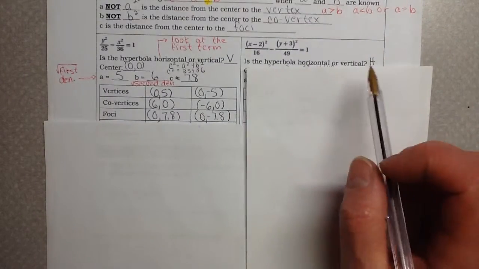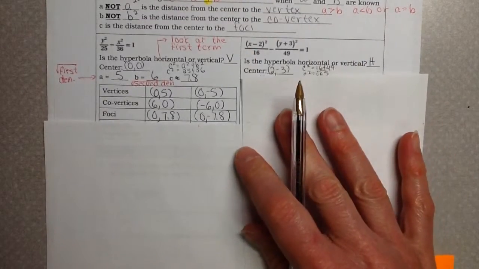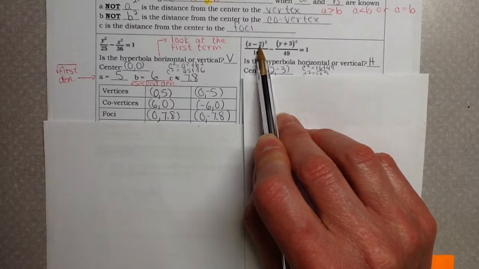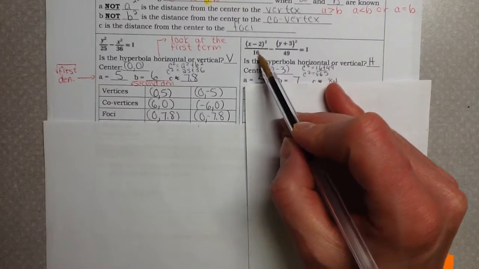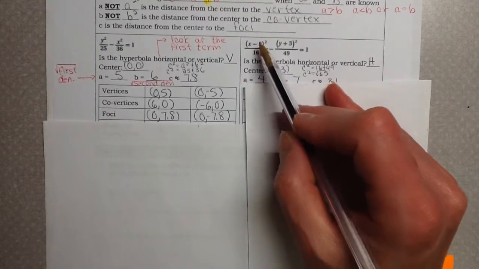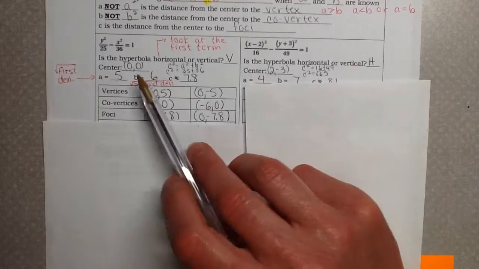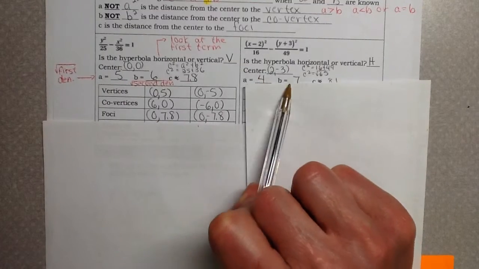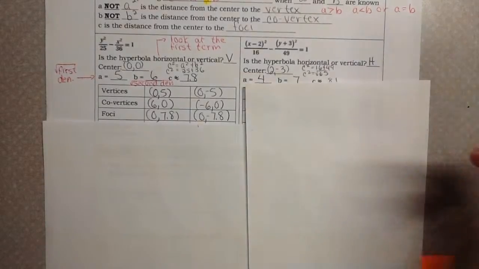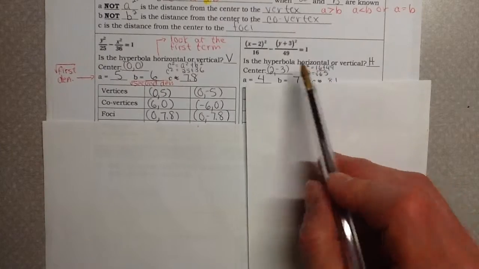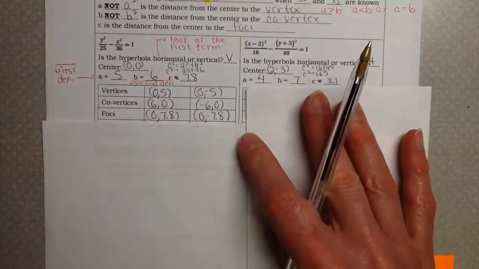Okay, we want to know if the hyperbola is horizontal or vertical. Since the x is first, it's going to be horizontal. The center is at x coordinate 2, y coordinate -3. A is under the first term, so it's going to be 4. B is under the second term, so it's 7. And notice in both of these examples, A was bigger than B, and that's okay. Remember, A can be greater than B, A can be less than B, or A can equal B. Okay, then we're going to find C squared by adding the two denominators together, and then to find C, we take the square root, so that's 8.1.